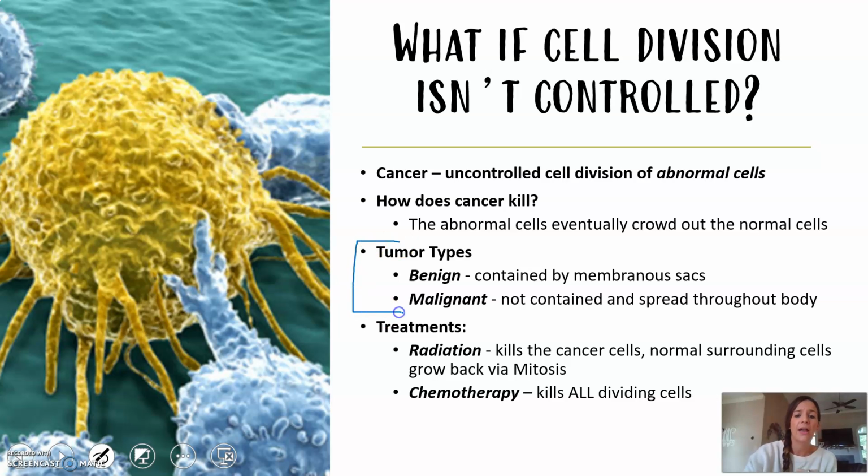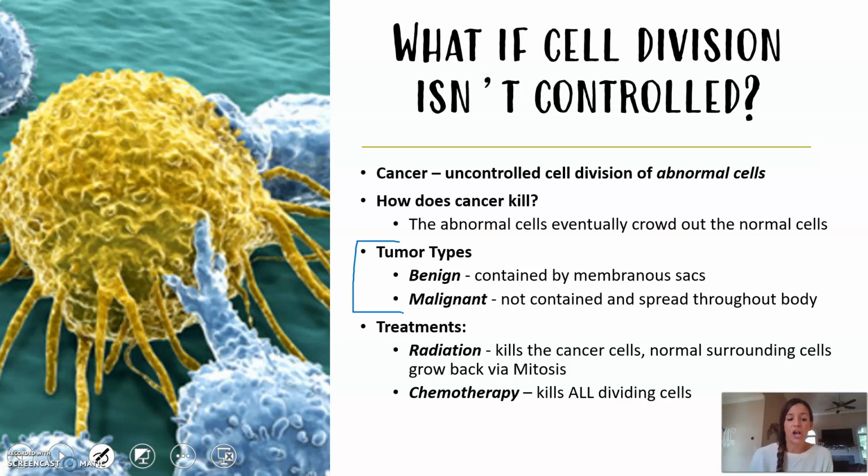So then we also have our two types of tumors. And you may have heard of these two types before. So a benign tumor is kind of the better tumor to have if you're going to have a tumor because it's contained. So it's usually in a specific location within the body. A malignant tumor is super bad. You don't want a malignant tumor because that is not contained. It just kind of spreads all over the body.